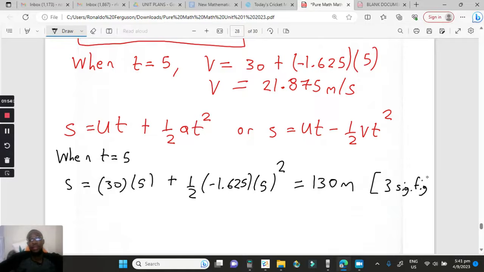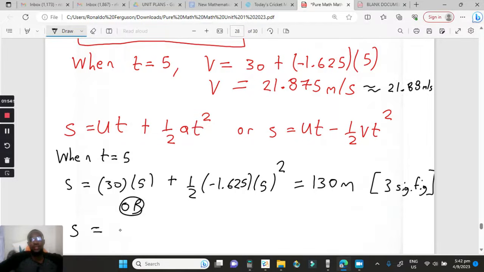Remember, the rule at the front said all calculations must be given to 3 sig fig. So even me putting this right here, the velocity is actually 21.88 meters per second. Make sure throughout the paper you keep putting 3 sig fig just to follow instructions.